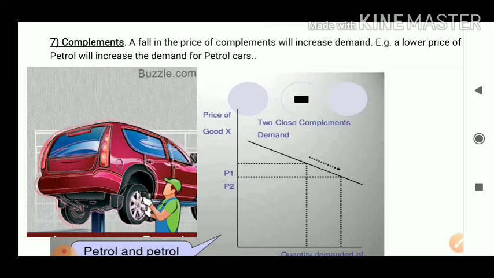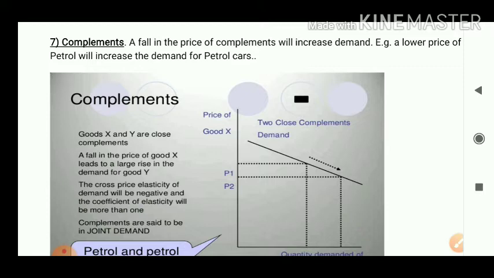If there is petrol, then only you will be able to run a car, and if you need to go somewhere, you need petrol to fill in the car, and then you will go. These two things go hand in hand with each other. You cannot just abandon one thing and go for another. You have to use both. So goods which are demanded together are called complementary goods.